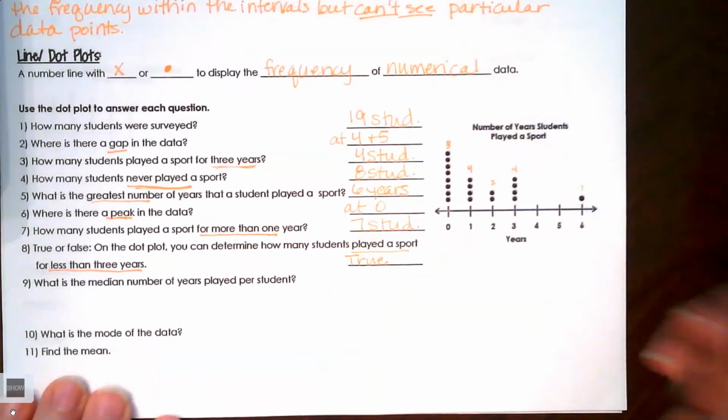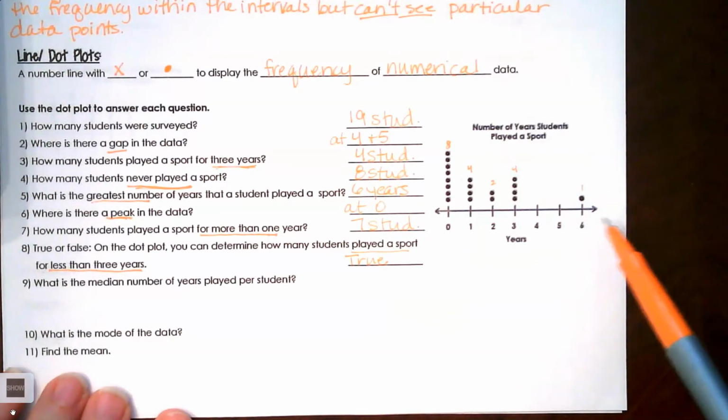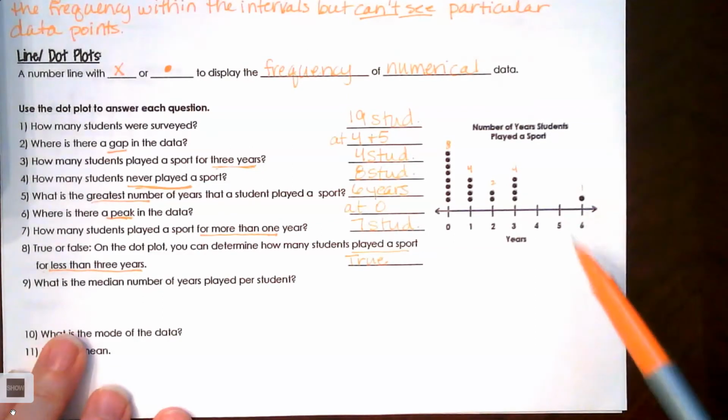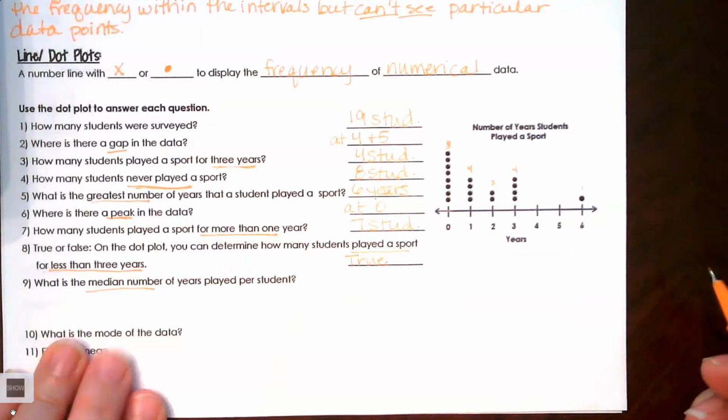All right. Now, we've talked about using this type of display to look at the shape of data. We've looked at the frequency of the data. Now we're going to go back and pull in the measures of center and see if we can determine the measures of center using this type of display. Here it's asking us for the median number of years played per student.